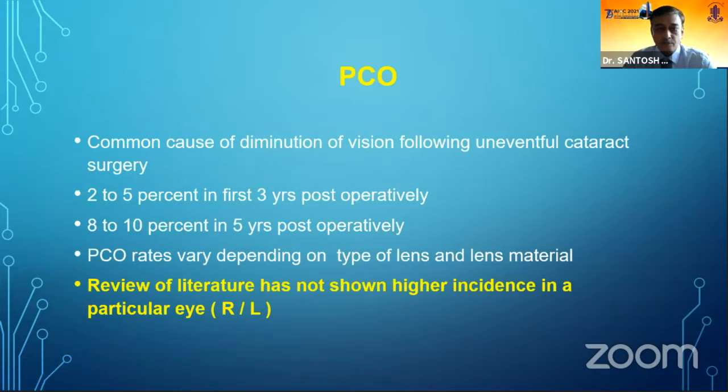We all know that posterior capsular opacification is a common cause of diminution of vision following uneventful cataract surgery, and the incidence is about 2 to 5% in the first 3 years post-operatively and 8 to 10% after 5 years. PCO rate varies depending on the type of the lens, design of the lens, and the lens material. On review of literature, I have not found whether there is any higher incidence in a particular eye, right eye or left eye. No such study or analysis was found.